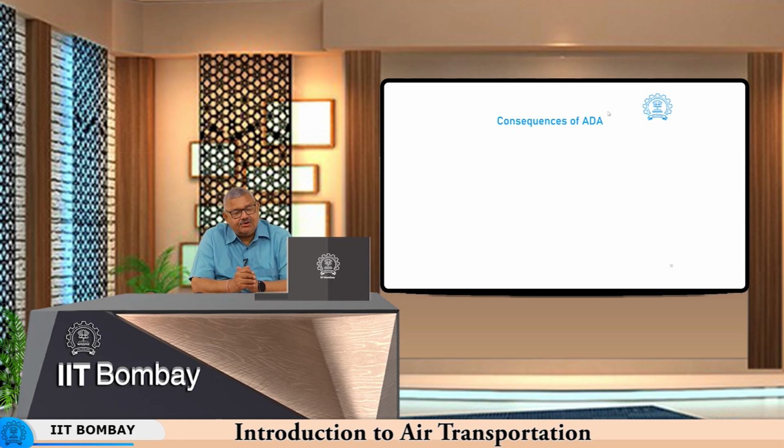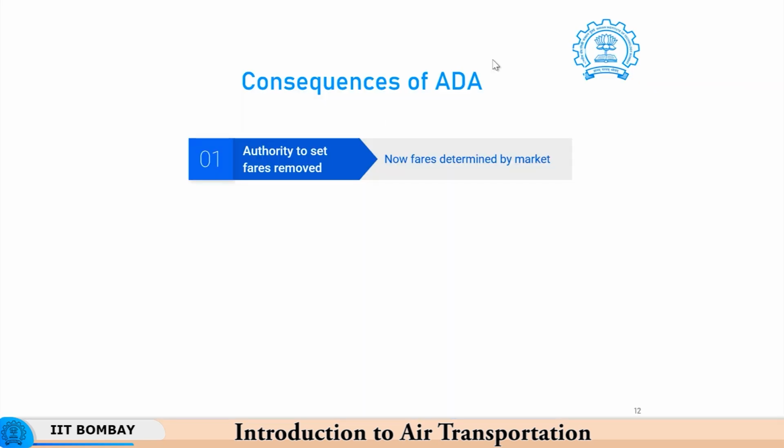Now, what are the consequences of ADA? Any act or any decision which is passed always has some consequences, some positive, some negative. It is a mixed bag. So, let us look at some of the consequences of ADA. The first consequence of ADA was that the authority with CAB to set the fares was removed. So, now the fares are determined purely by market forces.